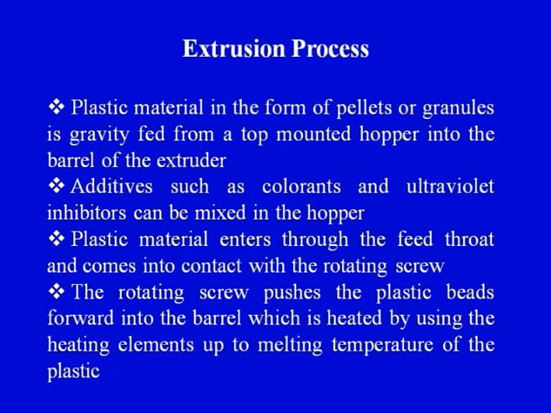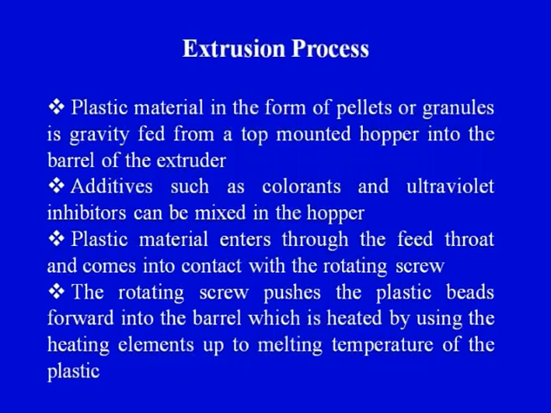Point number 3. Plastic materials enter through the feed throat and come into contact with the rotating screw. So another term comes in at this point, that is the feed throat. The feed throat is the point through which the raw material in the form of pellets enters the barrel. Through the feed throat the pellets enter the barrel and come in direct contact with the rotating screw. Now what is the role of the rotating screw? The role of the rotating screw is to perform the uniform melting and the uniform feeding of the raw material towards the die. The heating is done by the elements which are provided all around the barrel.